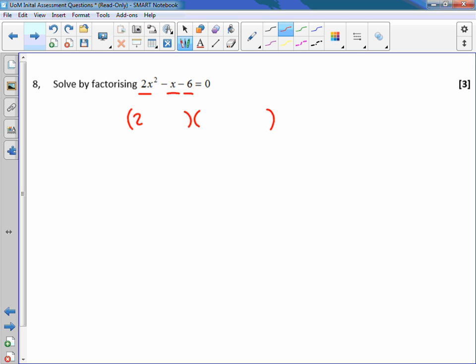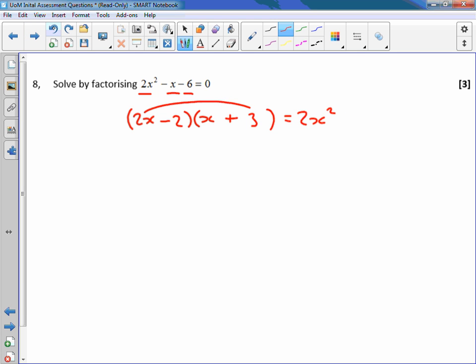That's going to be 2x and x. And then I need 2 numbers that multiply together to make minus 6. So what could that be? I could have, I suppose, plus 3 and minus 2. But if I expand that, I'm going to end up with 2x squared, happy days, plus 6 minus 2, so that would be plus 6x minus 2x, plus 4x. Well, that doesn't work, does it?